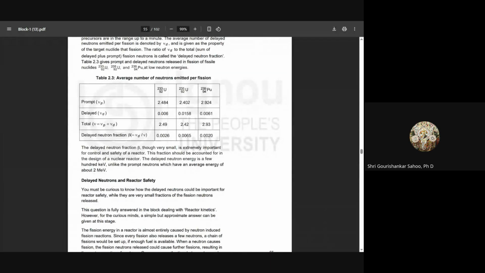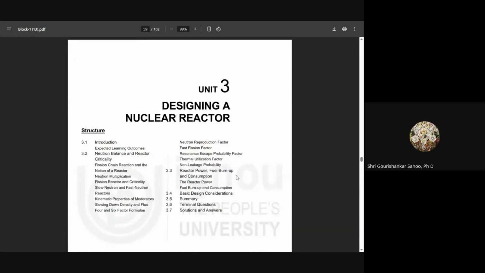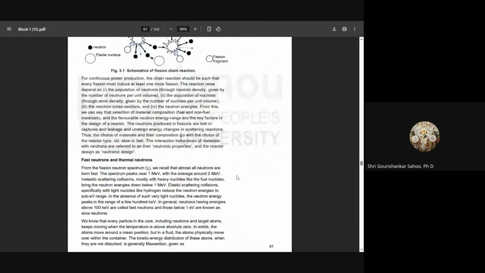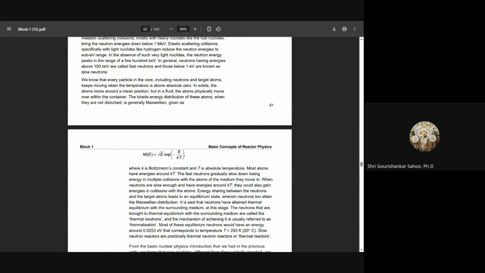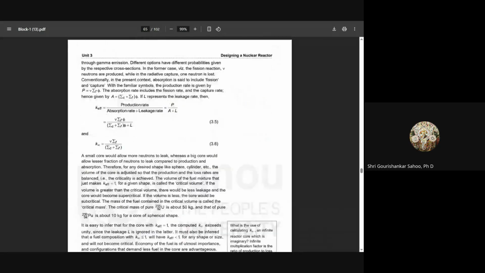Prompt and delayed neutrons. The average number of neutrons emitted per fission, prompt and delayed, are shown in the table, and it can be explained for nuclear safety. So how to design a nuclear reactor? You know, this is the fission process in pictorial form, and how neutrons multiply in a reaction.